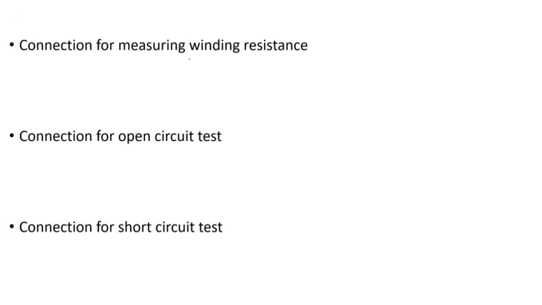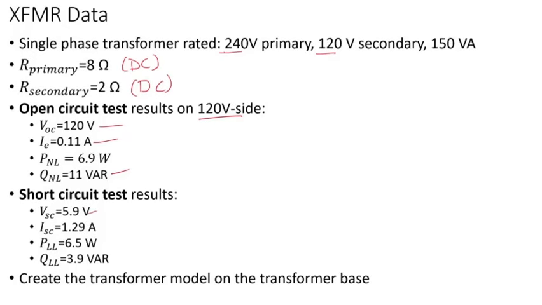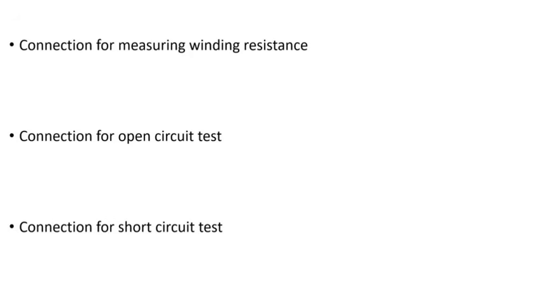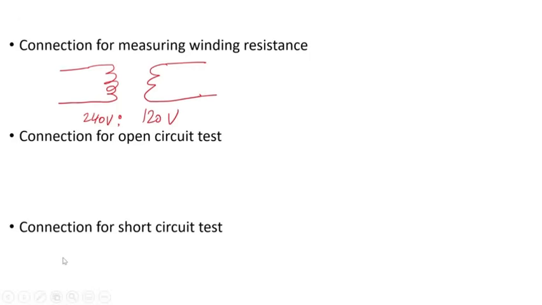So we have DC resistances here on the primary and secondary side. We assume this is a true two-winding transformer, and by that I mean it's not an auto transformer. So the high side and low side, or the primary and secondary, are not physically connected. If we assume this is the primary side, the 240 volt side, and this is the secondary side, the 120 volt side.